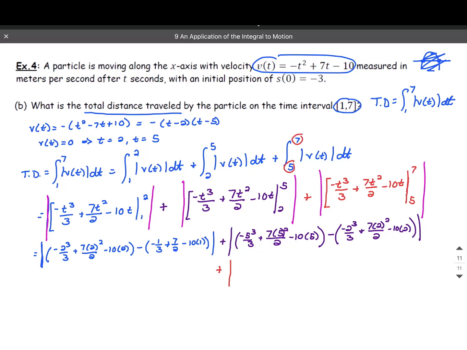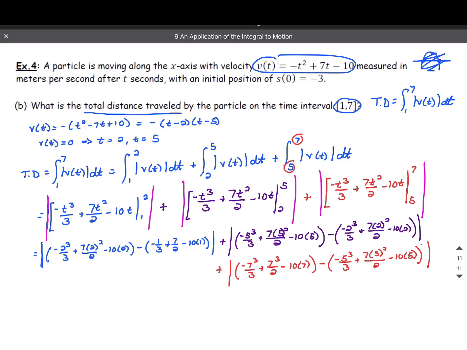Okay, so we're going to substitute in a 7, so it's negative 7 cubed over 3 plus 7 times 7 squared over 2 minus 10 times 7. Close it, minus, open, negative 5 cubed over 3 plus 7 times 5 squared, all over 2 minus 10 times 5, close it, absolute value. Go grab your calculators, guys.